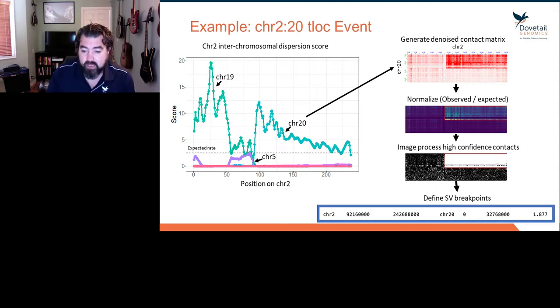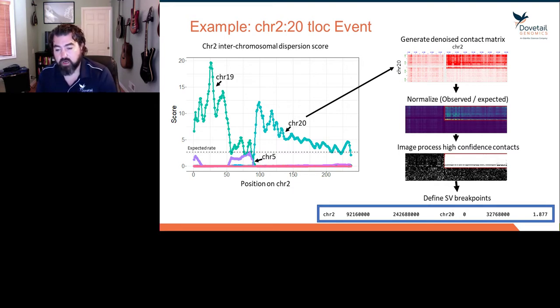And then from there, we make it binary. So we can say the white region is the region that is of higher contacts. The darker regions are background noise that we don't expect to play a role in the chromosomal translocation event. And then from there, we use image processing to say where the actual breakpoints exist based on the contact matrix. So here we're looking at the regions of chromosome 2 in the first 3 columns, and then the regions of chromosome 20 that interact with chromosome 2, and then what the minimum score is, that 1.83, which is the expected rate of contact between those two.